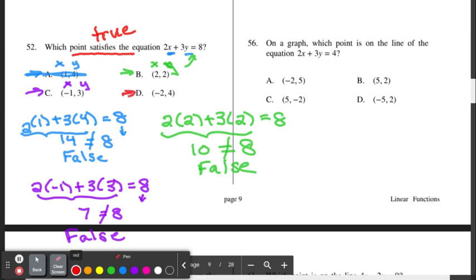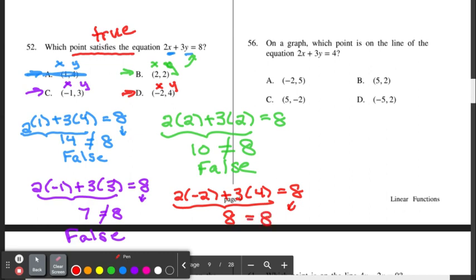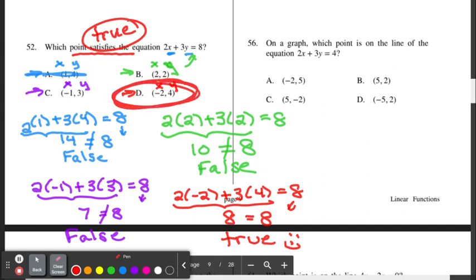So letter D, I'm going to plug in -2 for x and 4 for y. 2 times -2 plus 3 times 4 equals 8. When you evaluate 2 times -2 plus 3 times 4, you get 8. I'm going to bring this down. Hey, it's actually true. Put a smiley face. Remember, we're looking for what is true. So our answer is letter D.